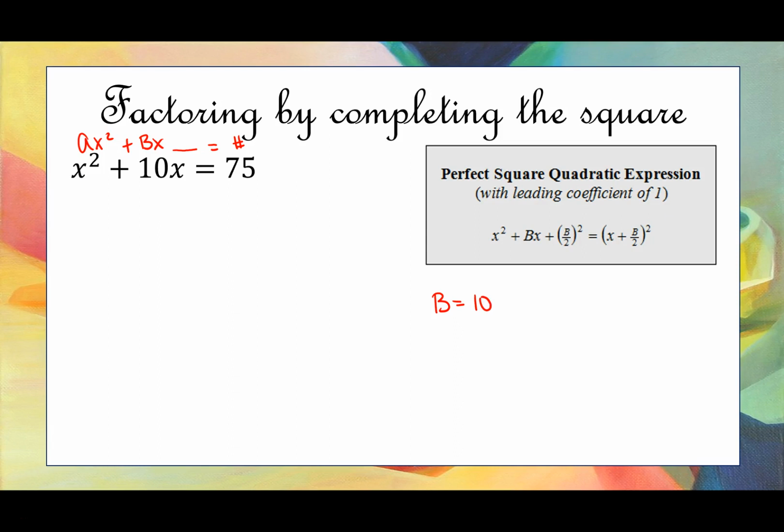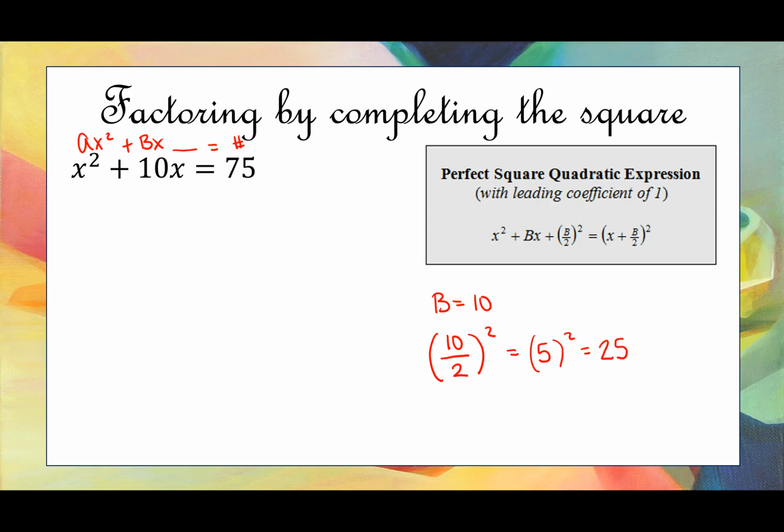So this basically says that we can take b and cut it in half and then square it. Okay, and that's going to give us a factored form. So let's do that. It's kind of confusing. So I'm going to take b, cut it in half, and then square it. I'm literally following this right here. Okay, so that's going to give me 5 squared, which is 25.